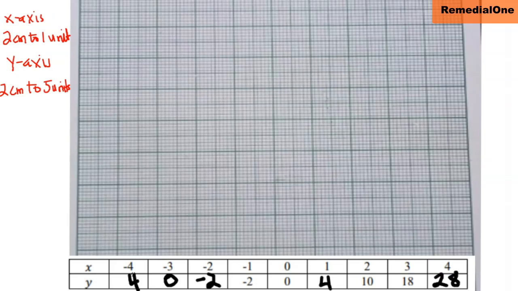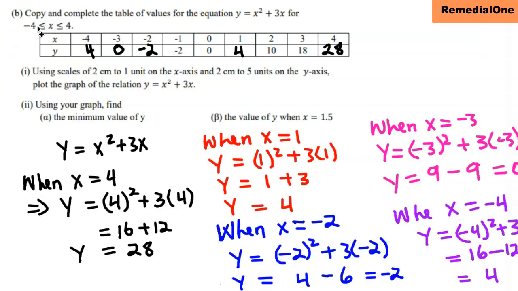Alright guys, so at this moment we have the table completed. So we have to plot the points. They gave us a restriction for only the x-axis. They want us to be between -4 to +4, but when it comes to the y-axis, they want you to use your best understanding to figure that one out.